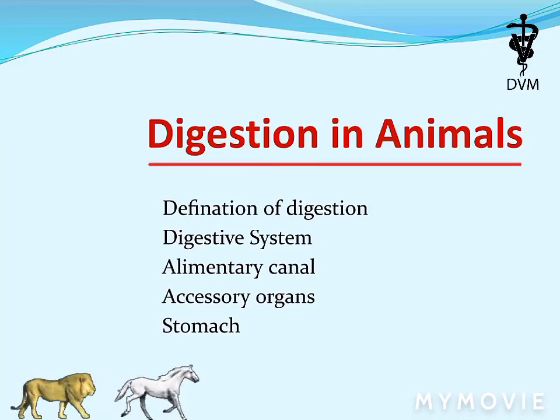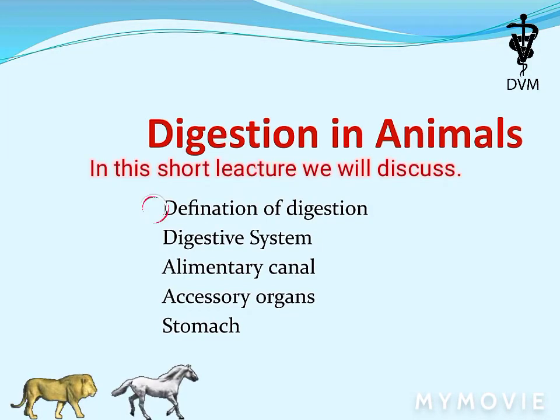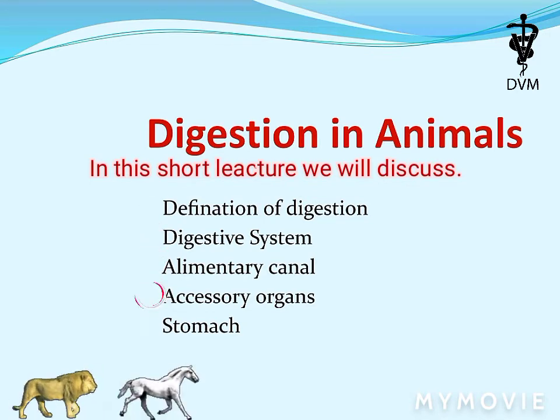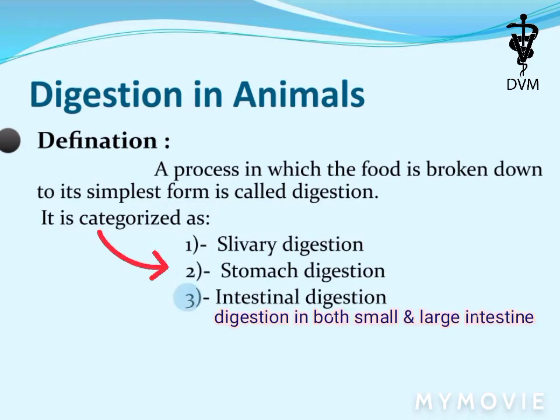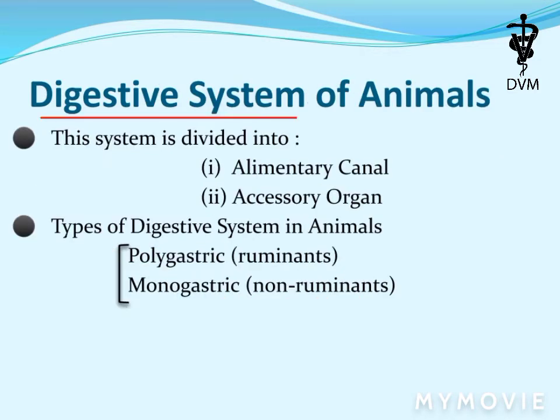Digestion in animals. Let's discuss its definition: digestive system, alimentary canal, accessory organs and stomach. A process in which the food is broken down to its simplest form is called digestion. It's categorized as salivary digestion, stomach digestion, and intestinal digestion. This system is divided into alimentary canal and accessory organs.